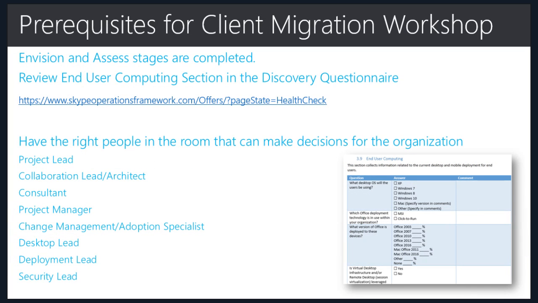Make sure that when you schedule the client migration workshop, discovery questions must be ready. The discovery questionnaire is one of the core deliverables that are supposed to be created during the SOF assessment stage. Within this questionnaire, you will find answers to many questions that you will use in this workshop. Also, it's very important to have the key stakeholders in the room so that you can deliver the workshop successfully and come up with all the decisions that are being made.